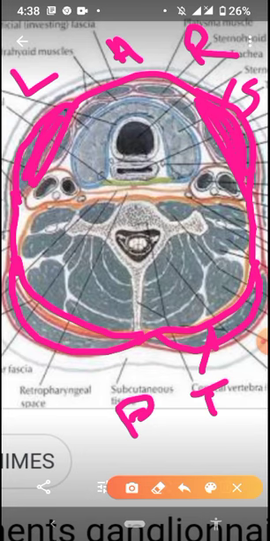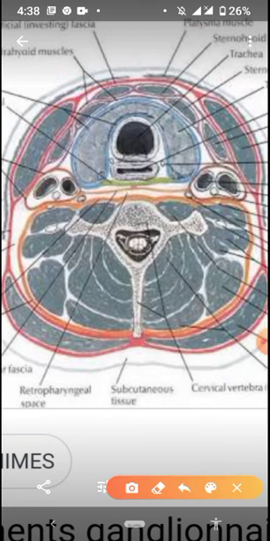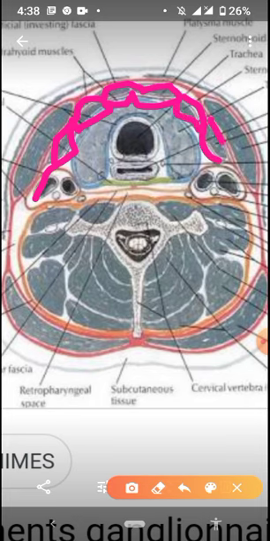Now we will go into detail of the next layer. Over here you can see it is enclosing small muscles like the omohyoid muscle, and the trachea also. This layer is called the pretracheal layer.